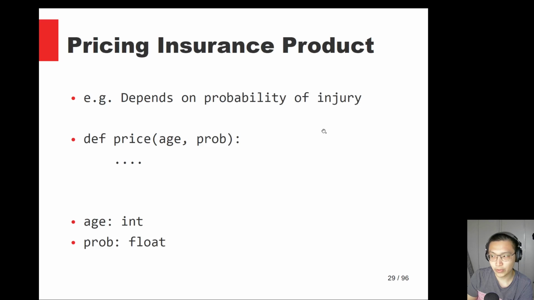Maybe the price also depends on the probability of injury. How likely am I to get into a car accident or get into some sort of health emergency? So maybe the probability, which is a percentage or a floating number, would also determine the price that I should charge for my insurance product.